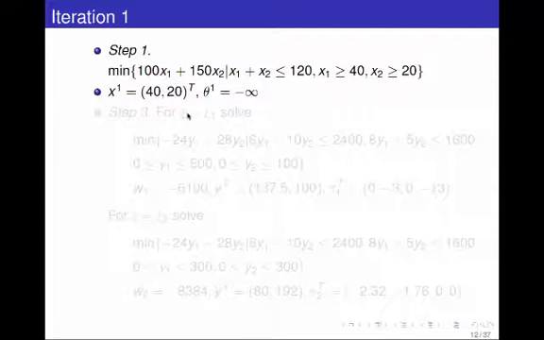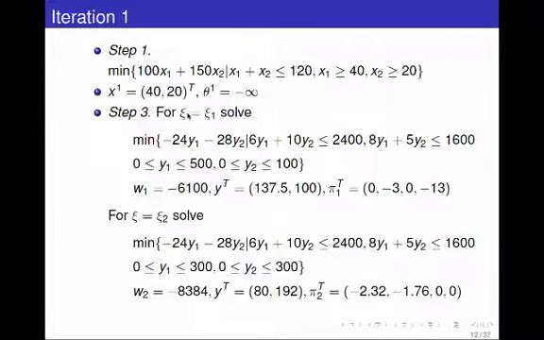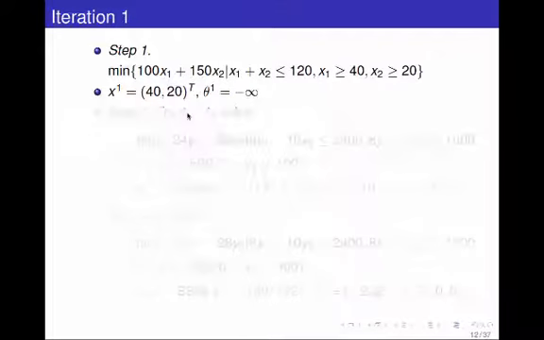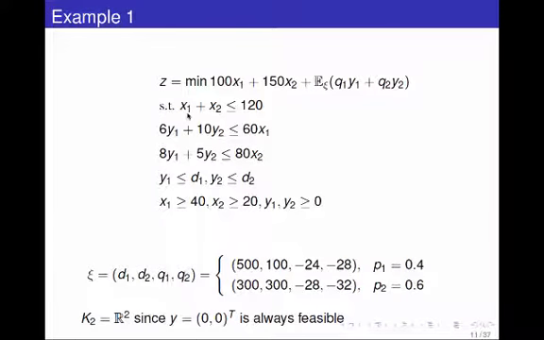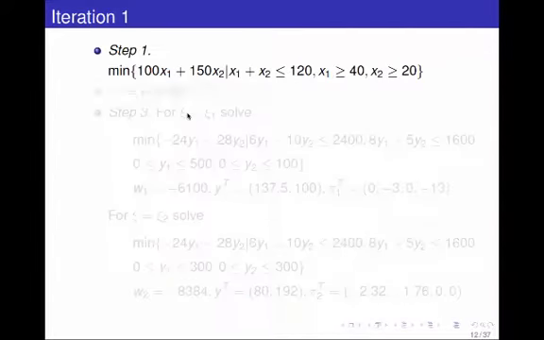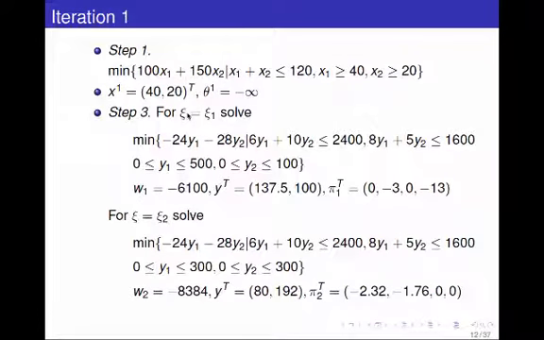So this is the x1, this is the theta 1. We set it by default to minus infinity, and then we move to the second stage. Second stage for scenario 1, if you recall, the costs are minus 24 and minus 28 for scenario 1, and the d's are 500 and 100.